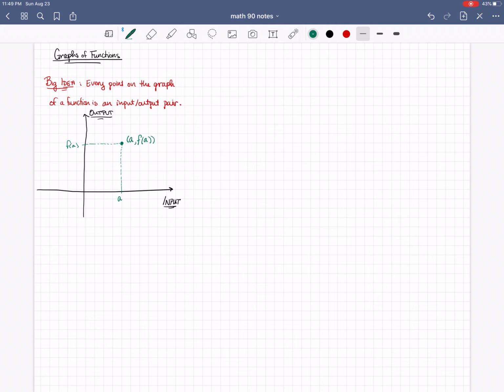So that leads us to think about, okay, so what do graphs of functions look like? And I'm going to take this opportunity to remind you one more time that a function assigns outputs to inputs so that no input corresponds to more than one output. And how does this translate onto the graph?